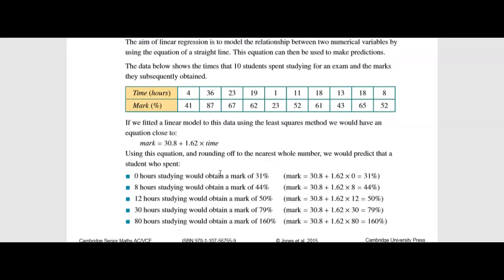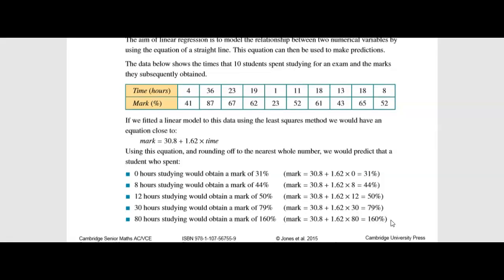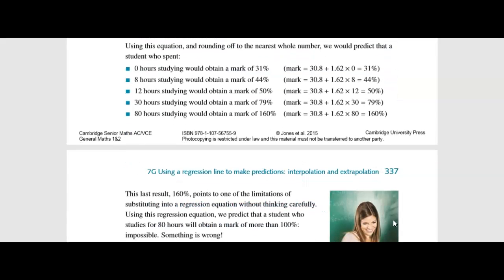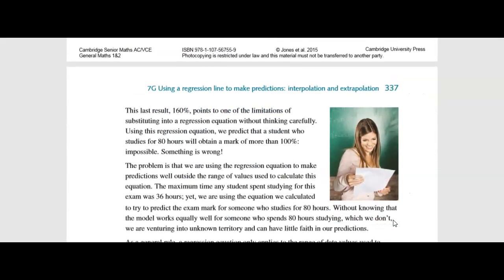Having a look here, 0 hours would be extrapolation because we're looking at a data set that starts at 1. 8 is interpolation, so we're looking within the data set. So is 12 and so is 30, but if we wanted to look at 80 hours of studying, that would be extrapolating. We're going well beyond the data set. You can see there you'd get a mark of 160%, which is impossible. You should only get out of 100.